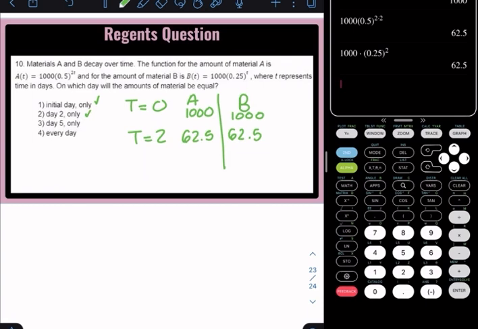Let's see if it could be day 5. 1,000 times 0.5 raised to the 2 times 5 would be 0.97, and let's try B. 1,000 times 0.25, and let's raise it to the 5th power, and that would also be the same thing, which means this one works. So I could just assume that every day works, because I can't just choose one of those 3 if all of them are working, so every day is good.